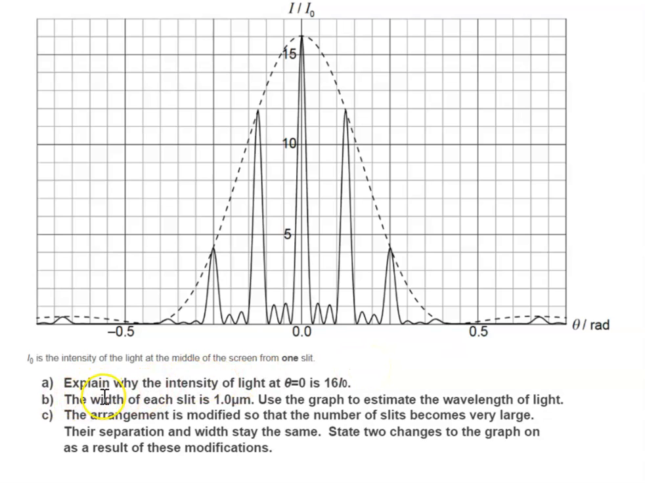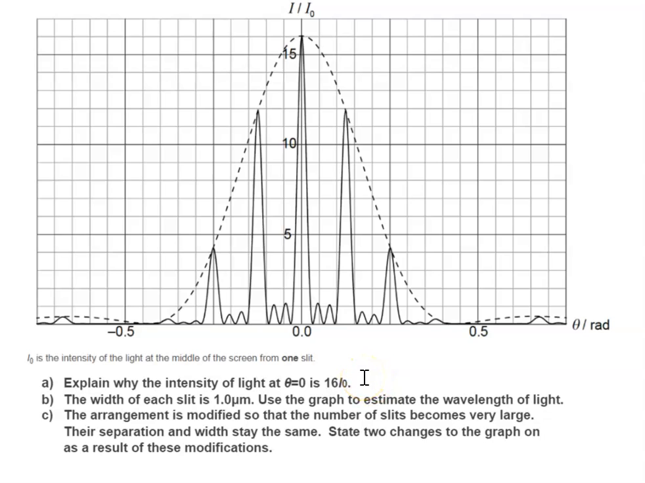Anyway, here we go. Explain why the intensity of the light is 16 I0. And sure enough, here's 5, 10, 15, it's right at 16. I is divided by I0, where I0 is the intensity of the light at the middle of the screen for one slit, the single slit intensity. But we've opened 4 identical slits. That means 4 times as much amplitude. Since intensity is related to the amplitude squared, 4 squared is 16, which is why we expect to see 16 there.